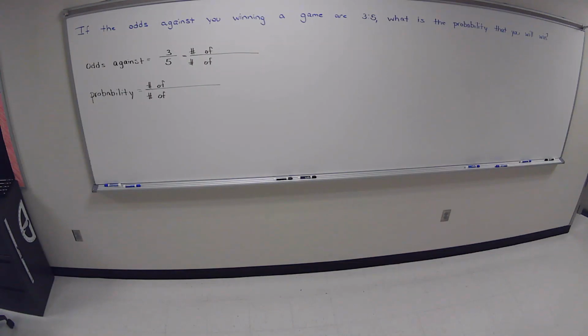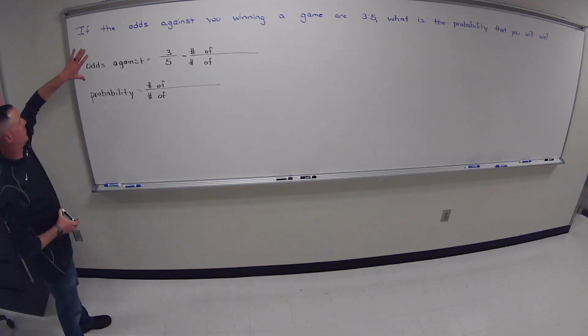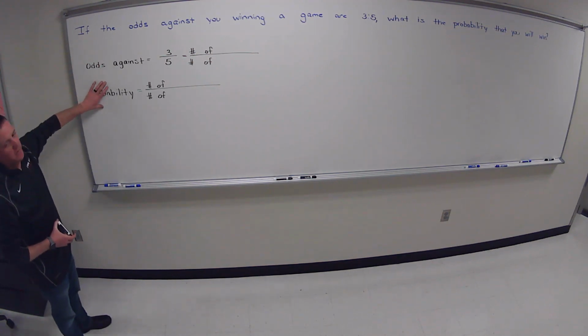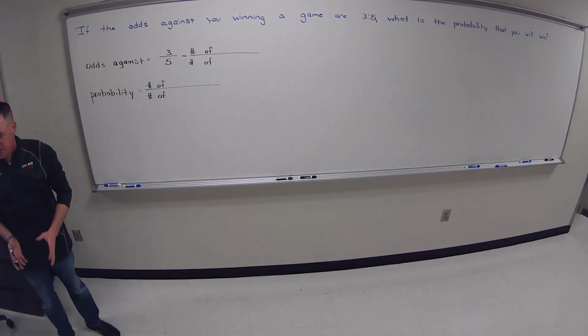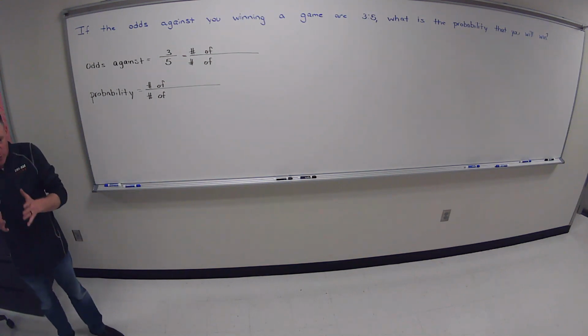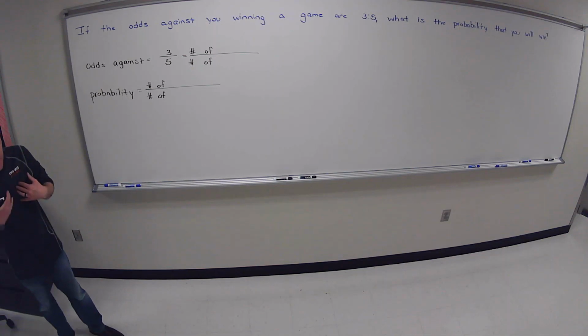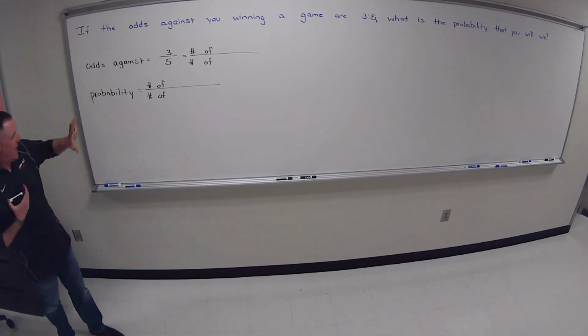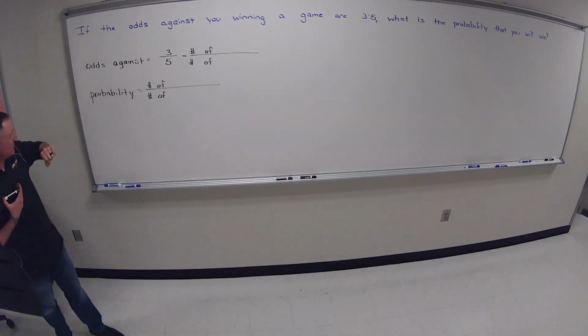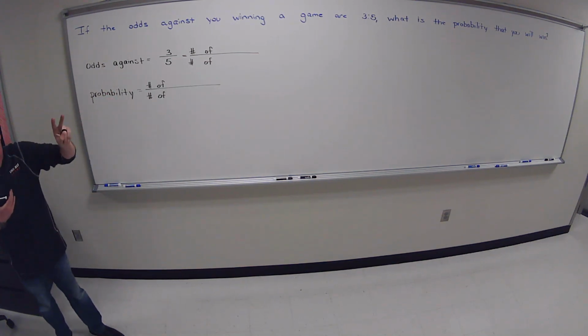Start taking a look at this problem. Really, before I start doing anything with my numbers of 3 and 5, in order for you to be able to draw a conclusion from odds against and get it to probability, you've got to know what each of these numbers is representing. So I'm going to draw this back to our actual definitions. As I ask some of these questions, I don't want to hear the number 3 or the number 5 yet. We will address that here in a minute.